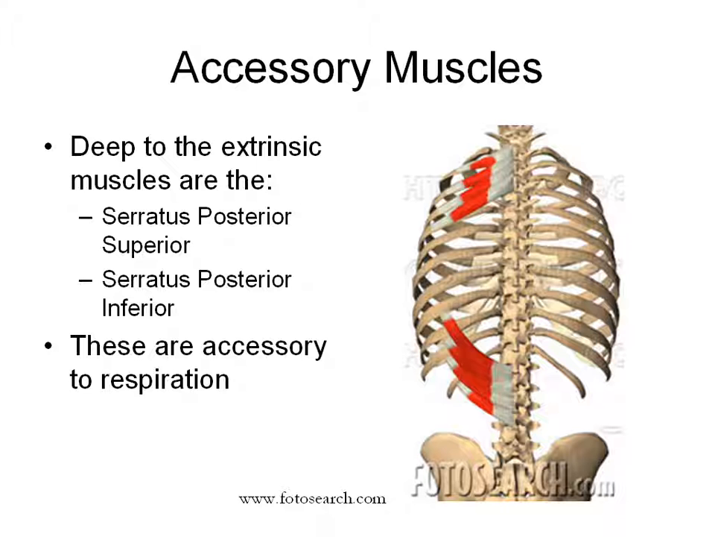Posterior is indicating which side of the body. Superior is more towards the head, and then serratus posterior inferior is going to be more towards the feet. So again, if you remember what each one of these words mean, frequently they tell you what the muscle looks like and where it's located. Again, the serratus posterior muscles are accessory to respiration.